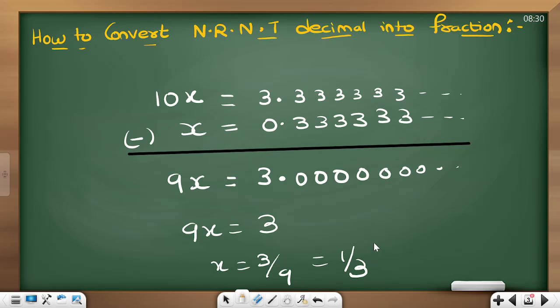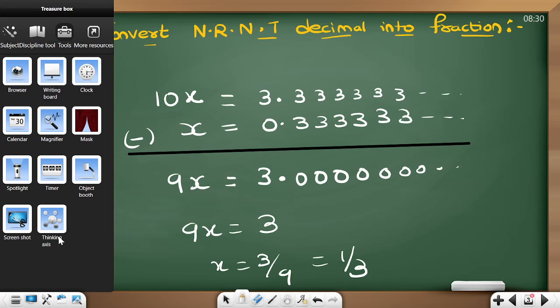Sir, take out your calculator. I will show you right now here. Or do I have any calculator over here?